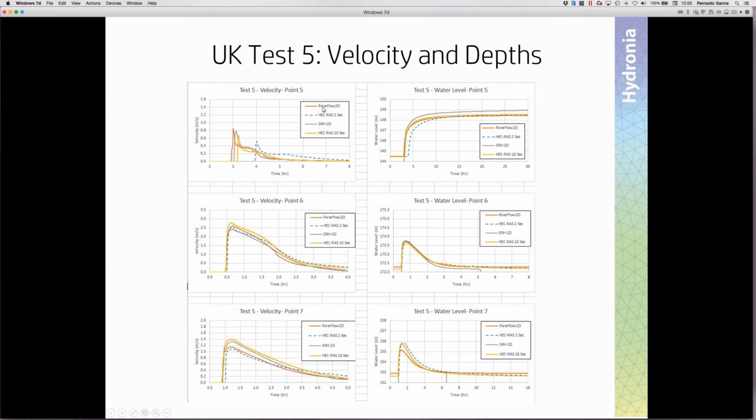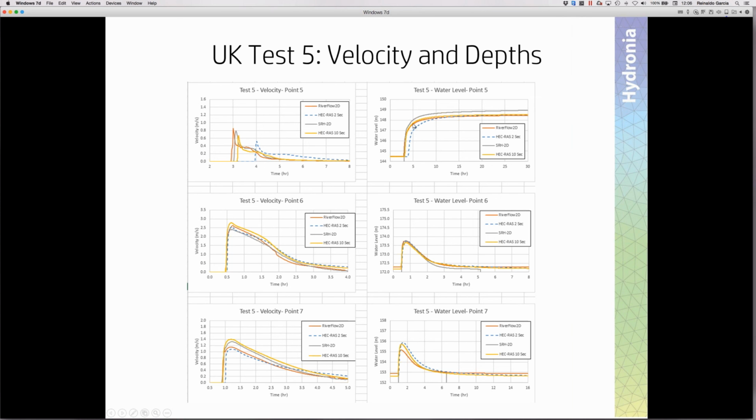Okay, so I'm comparing here RiverFlow2D results, HEC-RAS with 2 different time steps. I will explain why we use different time steps for HEC-RAS. And these are the results for SRH-2D. So these are velocities and these are water elevations. So at first sight, it would appear that the 3 models behave very similarly. But if you look closely, you will start to see differences. Well, first here, the RiverFlow2D and SRH-2D are not that far. I would suggest they're close for this particular case.